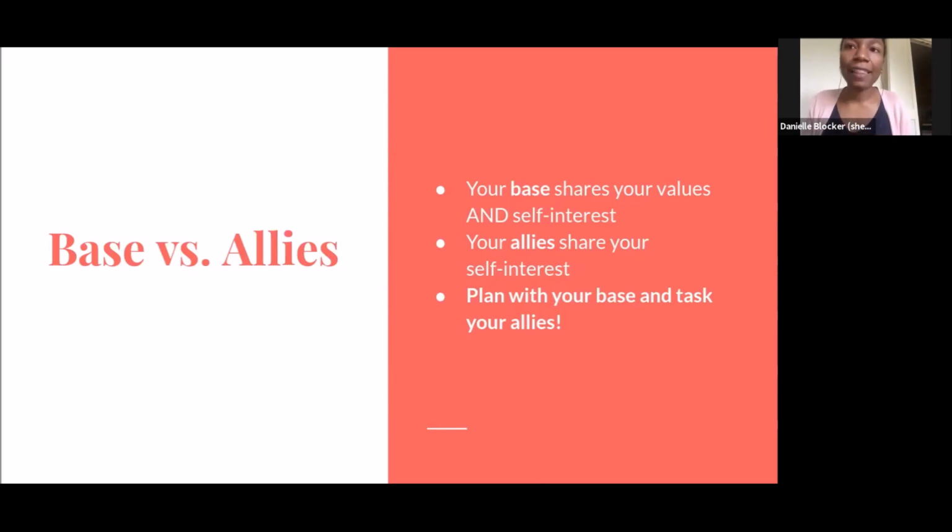Then we're going to have allies. These are people who might not be in our group, who might not share our values on most of the issues, but for this specific thing that we're fighting for, they want it too, right? And so we're going to create a lot of our plan, strategy with our base, the people who are our people on our team. And then once we have that plan, we're going to give specific tasks to our allies. But we're not going to plan with our allies, right? Great example.